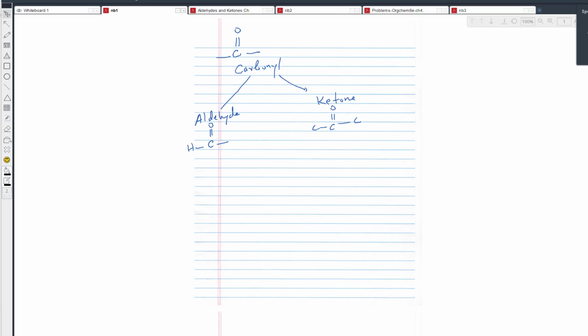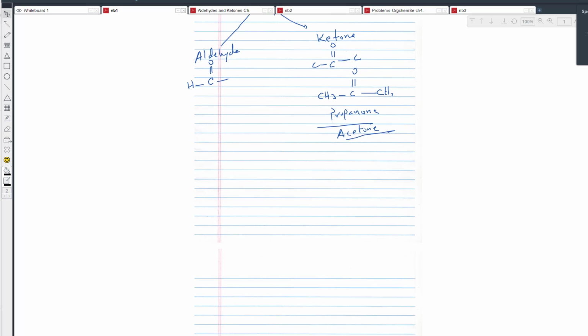But normally if it is only 3 carbon, we don't write the 2. For example, instead of writing 2-propanone, we just write propanone, because there is no other choice for 3 carbon. It cannot be at 2, it cannot be at 1. It's always going to be this one. Propanone is also commonly known as acetone. Yeah, this is the common name of propanone, and that's a good solvent.